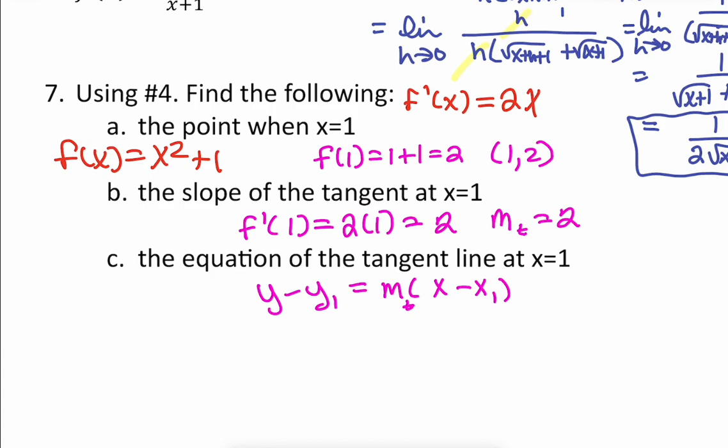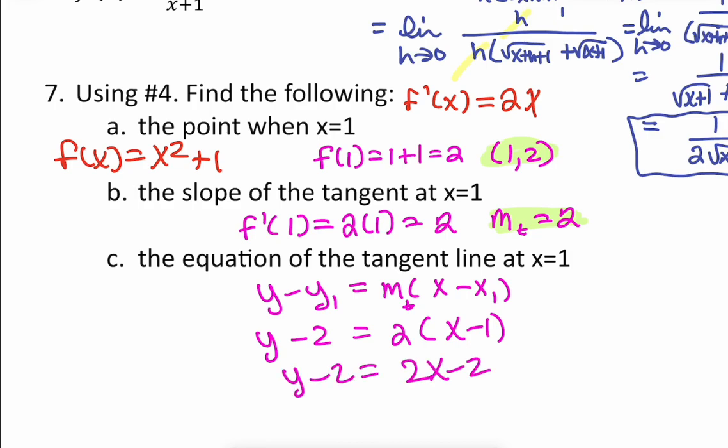So what are we going to use? We're going to use the point we found in A. We're going to use the slope we found in B to find the equation of the tangent line for C. So it's just going to be y minus 2 equals 2 times the quantity of x minus 1. That's it. Now, make it prettier, but otherwise, we know the equation of the line. There it is. And so we get y minus 2 equals 2x minus 2. Add 2 to both sides. Y equals 2x.